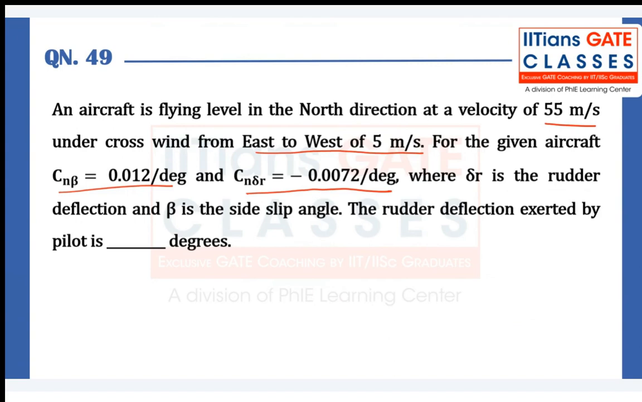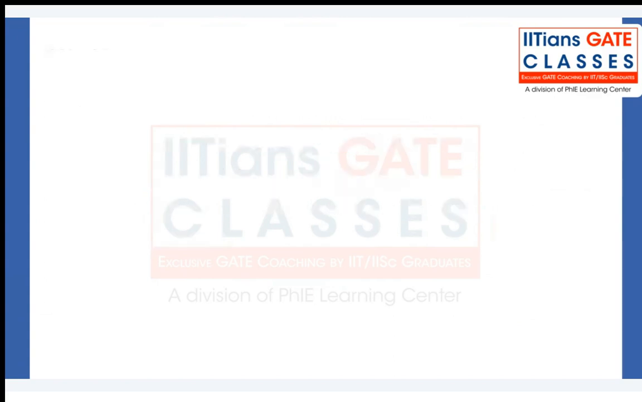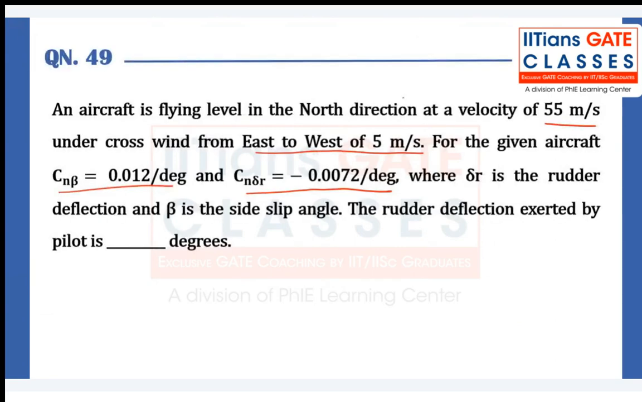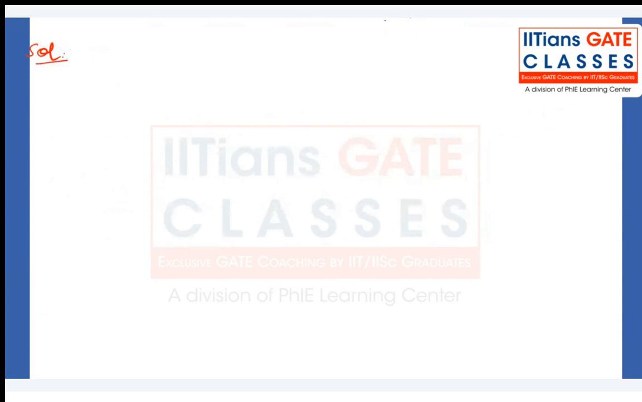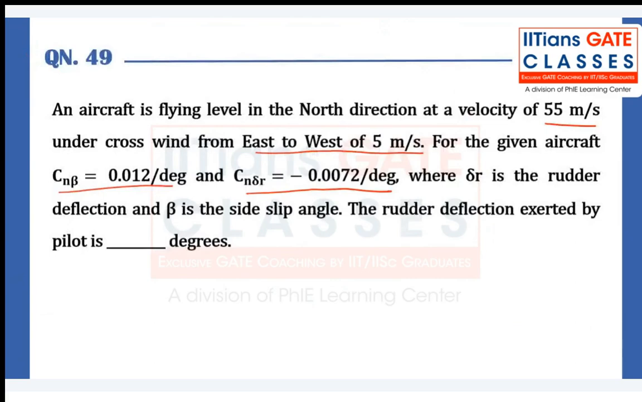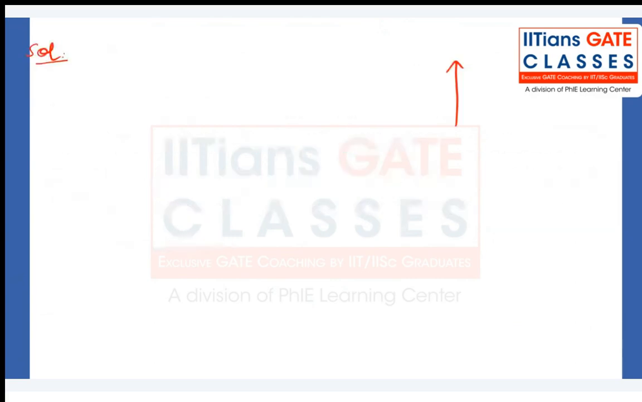Let's do this again, a simple problem. So this is the first question, I think, which they asked by using the rudder directional concepts. Okay, let's do this. So let's try to break this question. An aircraft is flying level in the north direction. Okay, so this is the north, and he says that under a crosswind from east to west.